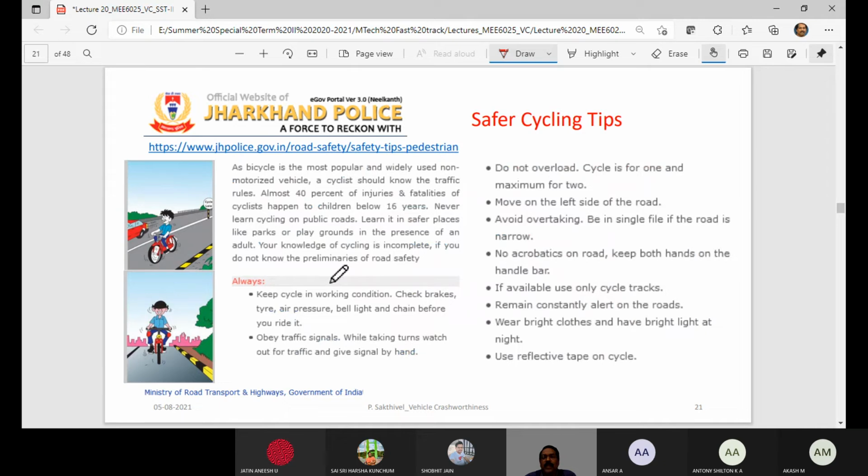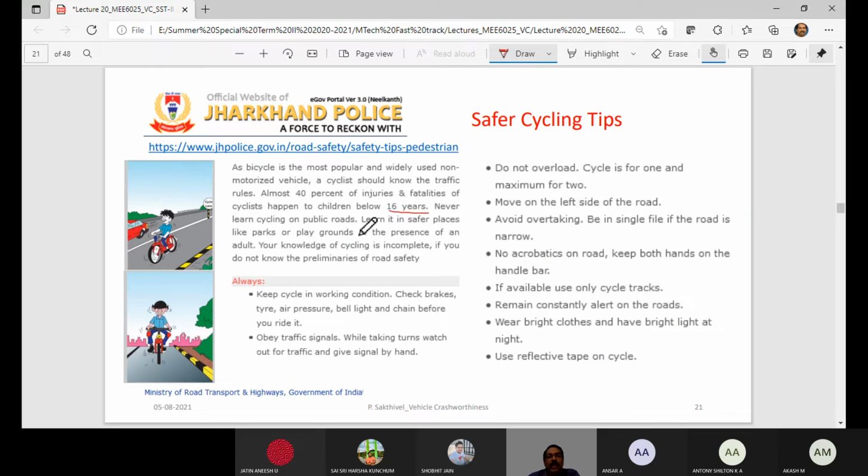And then the safer cycling tips. Children are very fond of cycling. They're supposed to know that when they ride on roads, there are cycle lanes. Not all roads have cycle lanes, but we should educate them. As the bicycle is the most popular and widely used non-motorized vehicle, a cyclist should know the traffic rules. Almost 40% of injuries and fatalities of cyclists happen to children below 16 years.